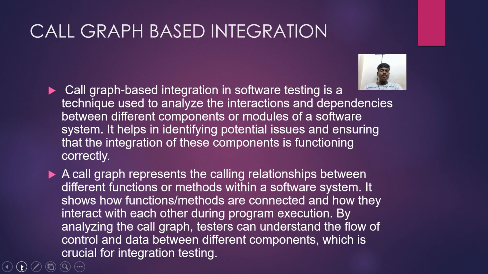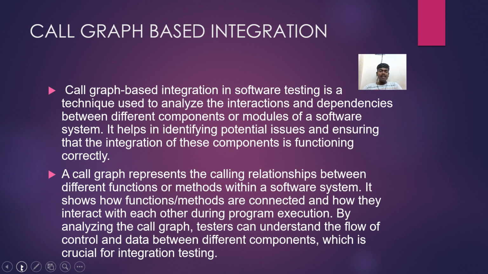Call graph-based integration in software testing is a technique used to analyze the interaction and dependencies between the different components or modules of a software system. It helps in identifying potential issues and ensuring that the integration of these components functions correctly. A call graph represents the calling relationship between different functions or methods within a software system. It shows how functions or methods are connected and how they interact with each other during program execution.